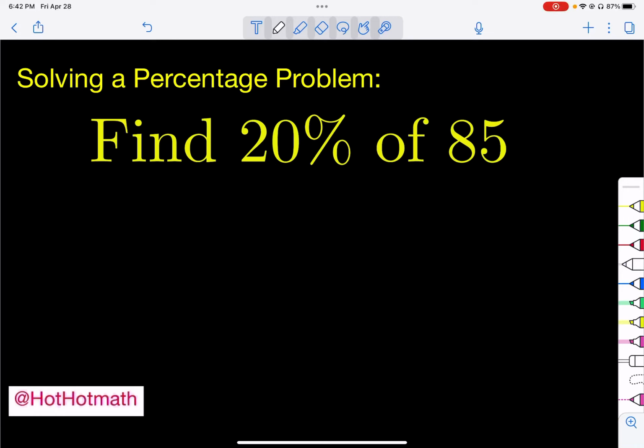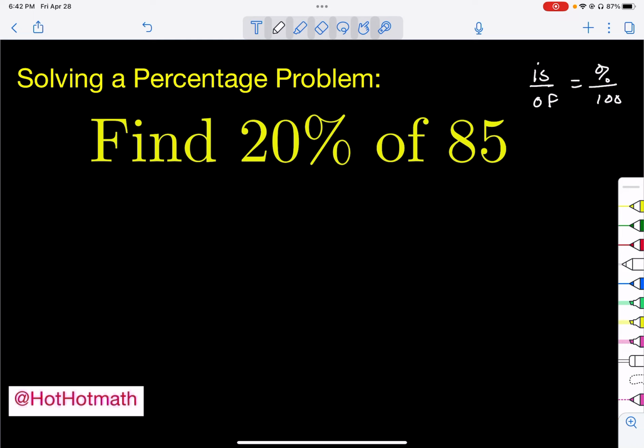There are three main types of percentage problems. Let's take a look at our first one. The first one is to find 20% of 85. Well, there's a nice little chart, or a little proportion we can write. And I'm going to put is over of equals percent over 100.